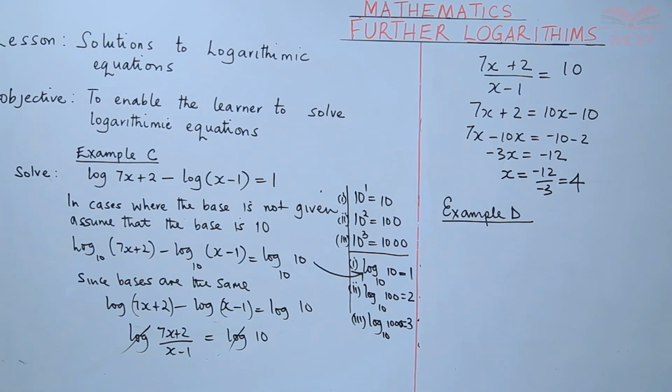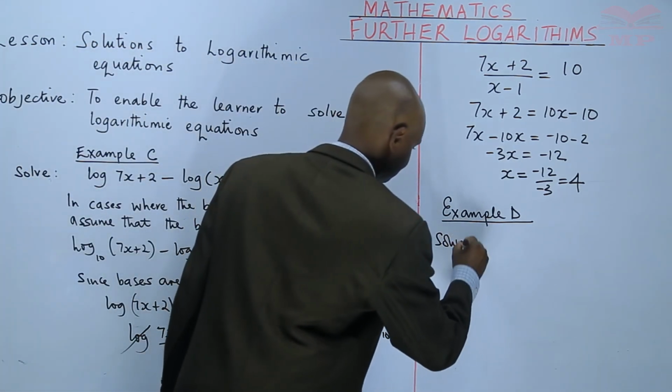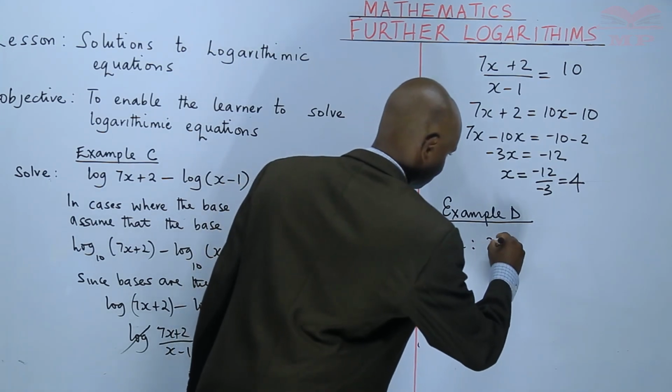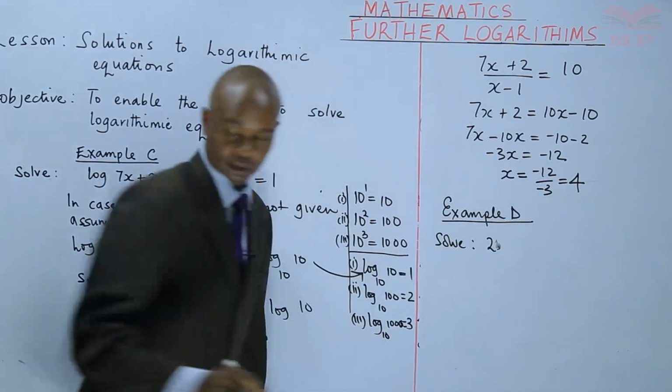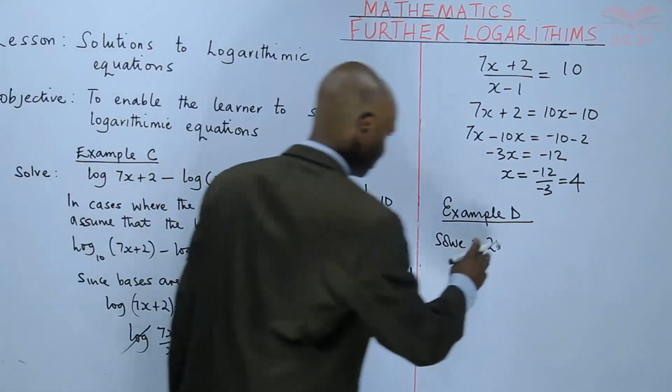In example D, we are told to solve 2 raised to x is equal to 5.